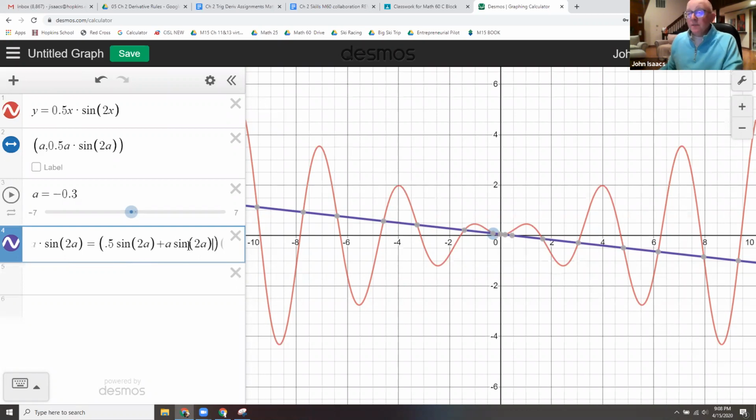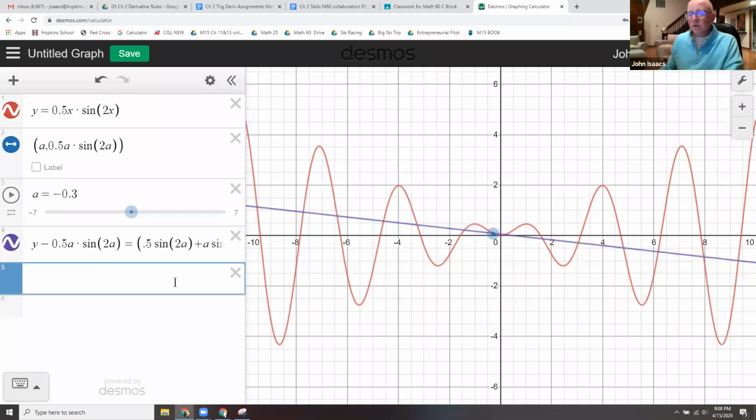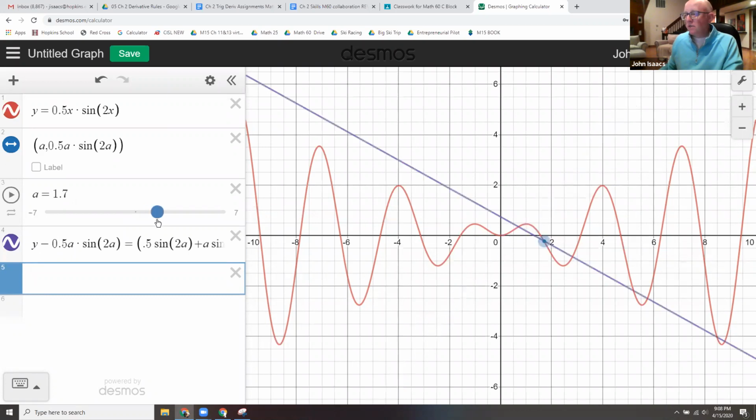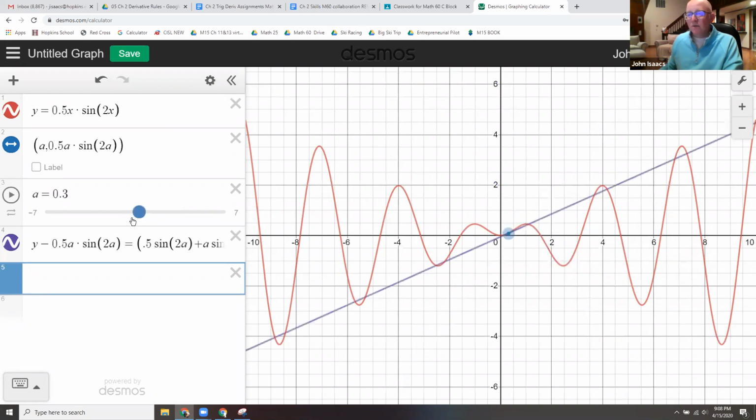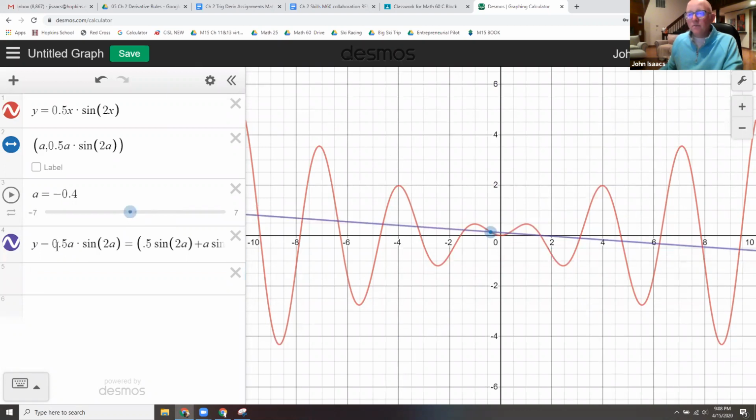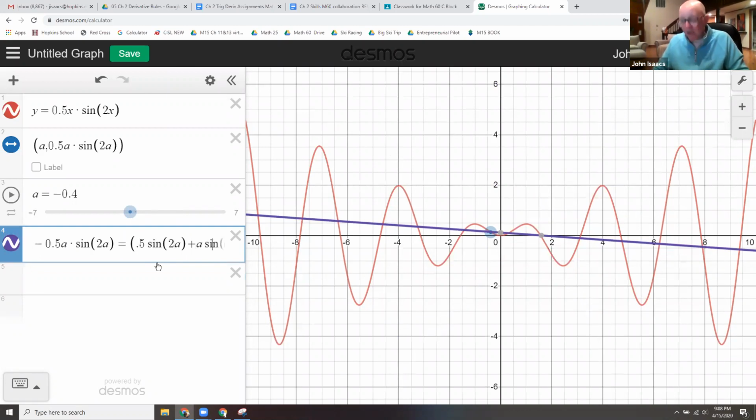But I put that in the position of slope. And what should happen, if we do it correctly, is we should wind up with tangent lines. It looks like I have a mistake because my line is not tangent. So let's see what happened. This is working along fine. It's the slope part that's bad. 1/2 sine 2a plus a sine 2a, all in the slope position. That should be right. Back to the drawing board.